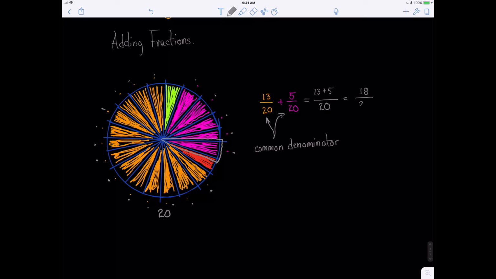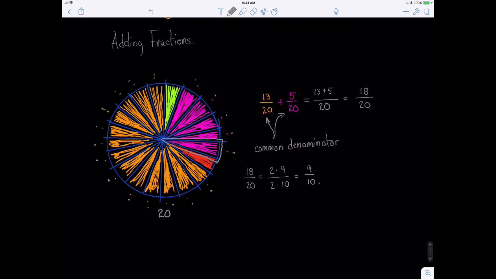Now, notice first that 18 20ths, those are both even numbers. And so I'm going to bring my 18 20ths down here. And I notice that they're both even. I have a 2 times 9 for 18, a 2 times 10 for 20, and now the 2's would cancel. In other words, my final answer is 9/10.